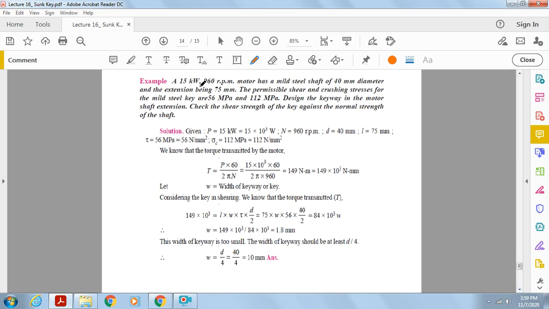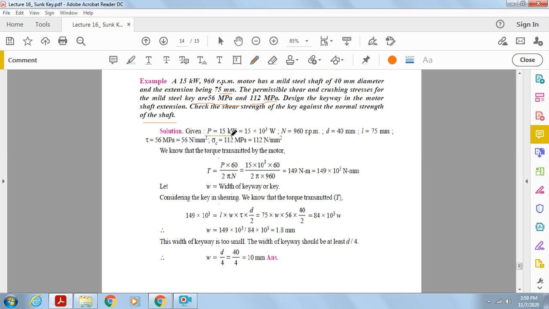A 15 kilowatt 960 rpm motor has a mild steel shaft of 40 mm diameter and extension being 75 mm. The permissible shear and crushing stresses for the mild steel key are 56 MPa and 112 MPa. Design the keyway in the motor shaft extension. Check the shear strength of the key against the normal strength of the shaft. That means what are the different data?